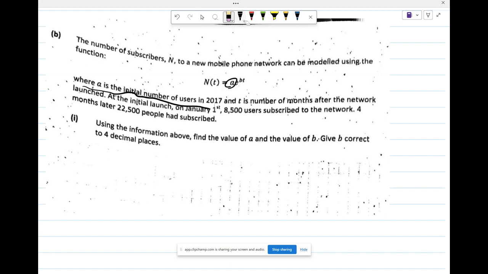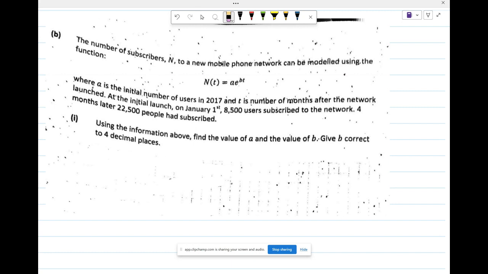So this A here is the amount of users when they first started, when T is 0. And T is the number of months. So this is important. Don't think it's days like last time. Number of months after the network launched. At the initial launch on January 1st, 8,500 users subscribed to the network. 4 months later, 22,500 people have subscribed. Using the above information, find the value of A and the value of B. Give B correct to 4 decimal places.